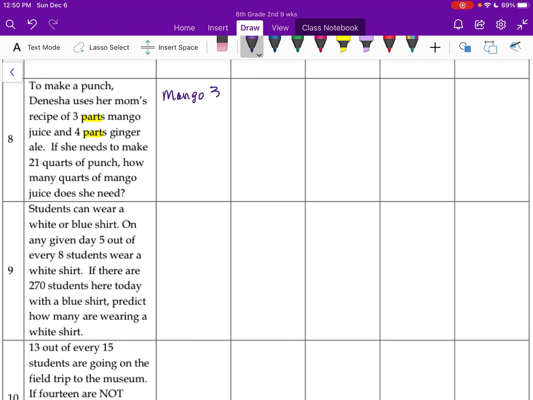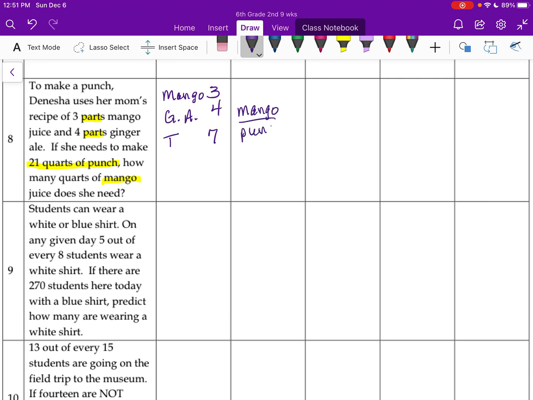All right, so we know mango is 3, and I don't feel like spelling out ginger ale, so I'm going to put GA is 4. So our total that she would make would be 7, because that's part to part. That's the 2 parts that make up the punch. Then it says she's going to make 21 quarts of punch. How much mango does she need? So the ratio we need is mango to total, or mango to punch.